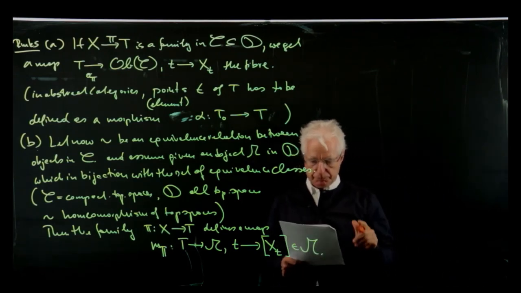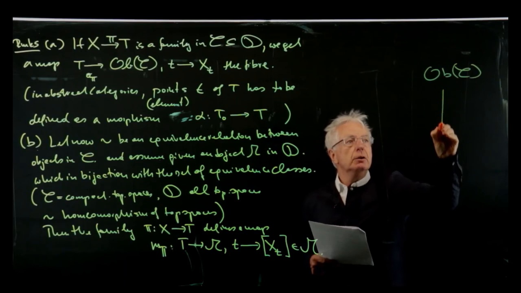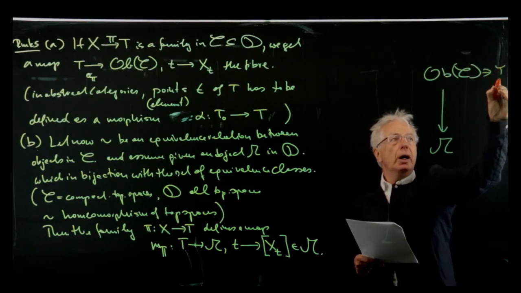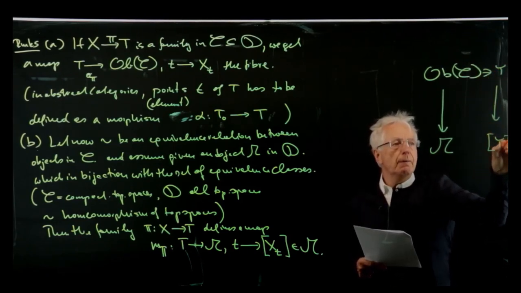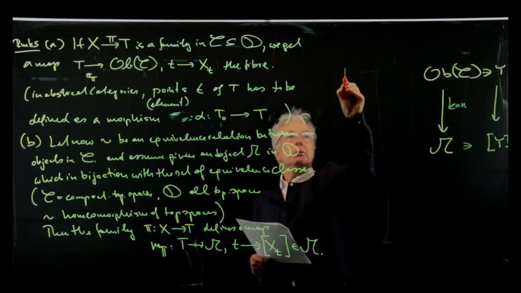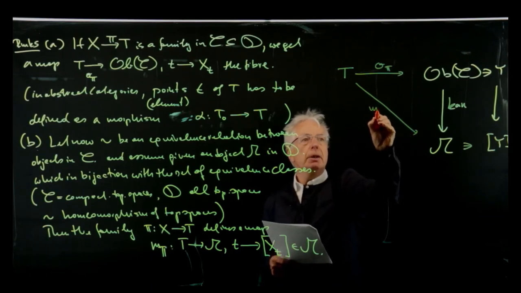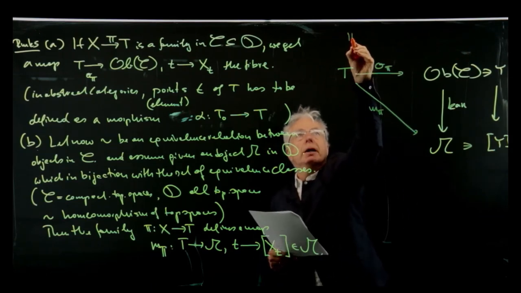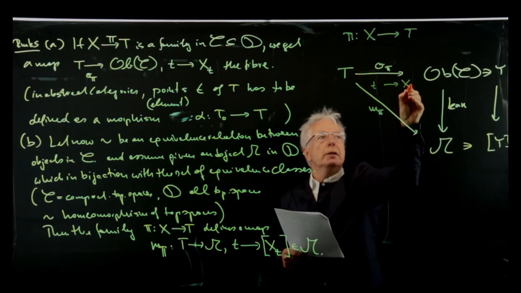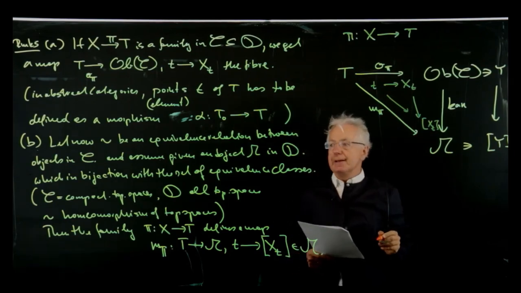So we get from the object of C, we go down to M. If we take here an object Y, we send it to its equivalence class. So let me call this just a canonical map. Here we have T, m pi, and here we have M pi. Okay? And pi going from x to t. So t goes here to x_t and then it goes down to the equivalence class. Okay?